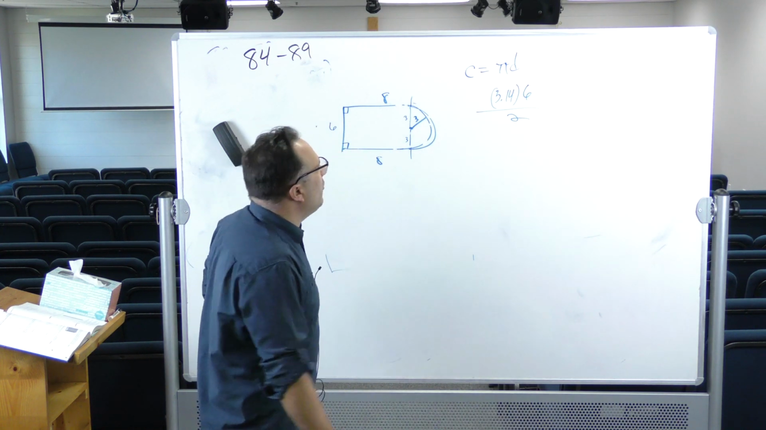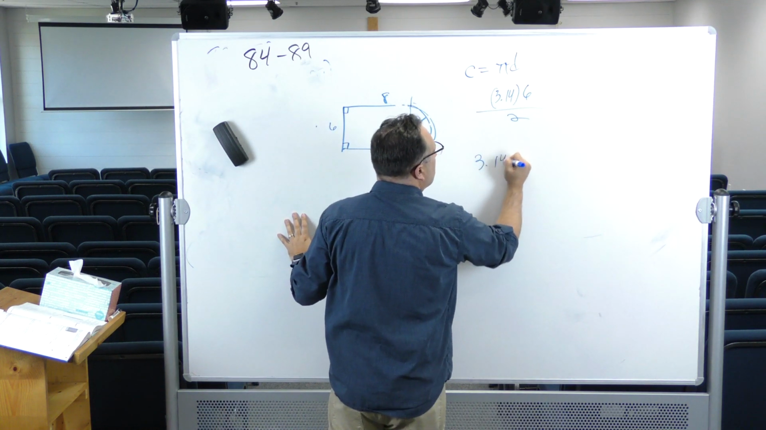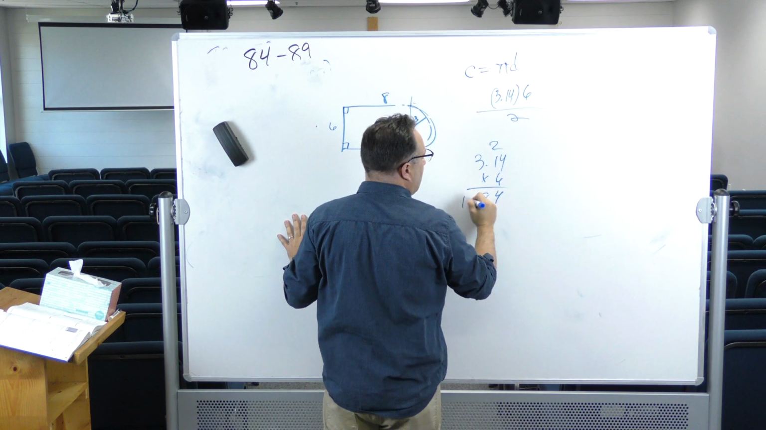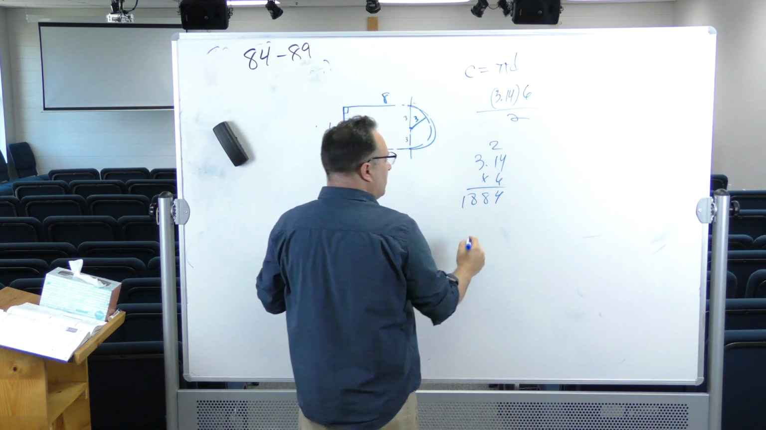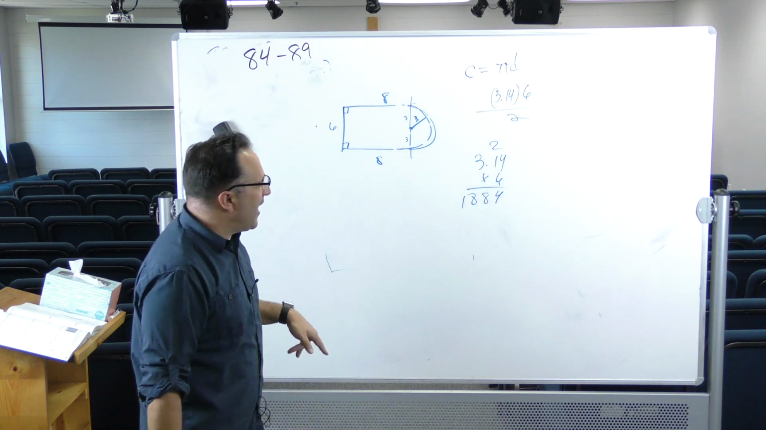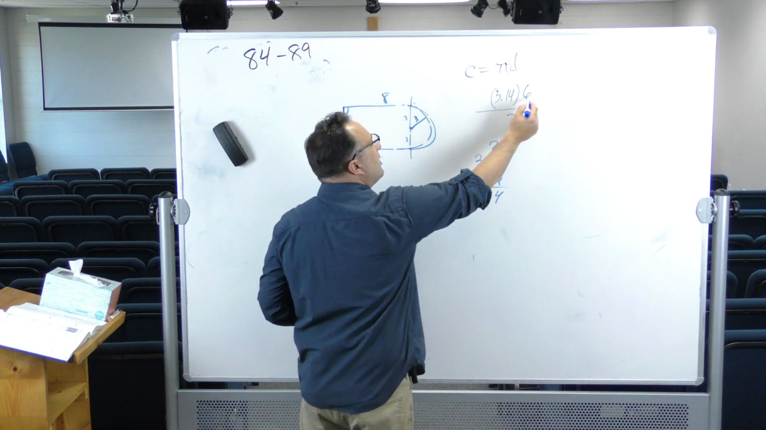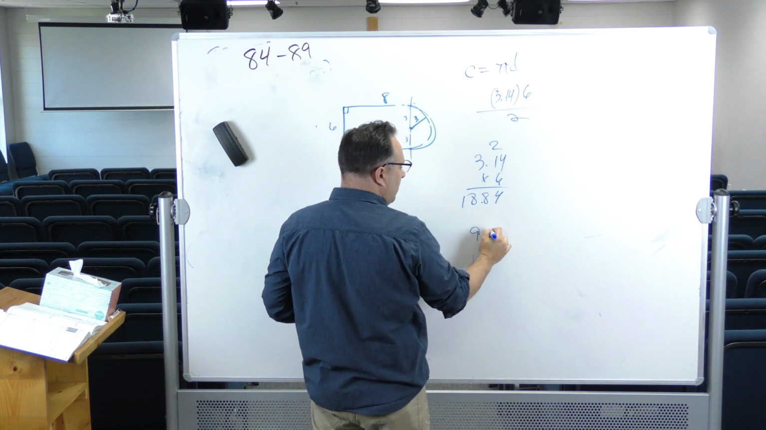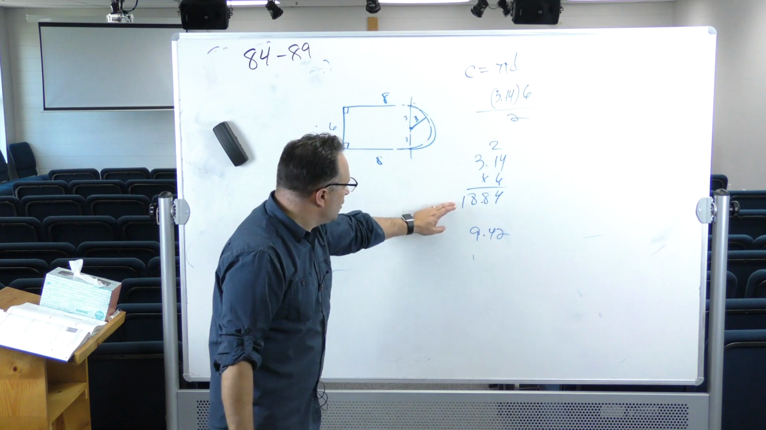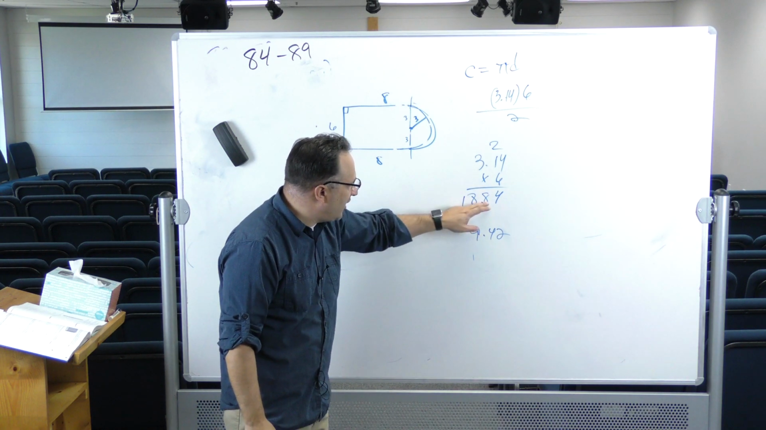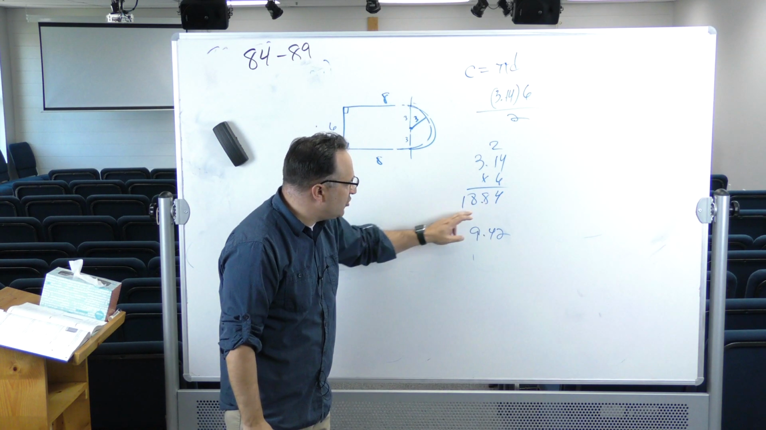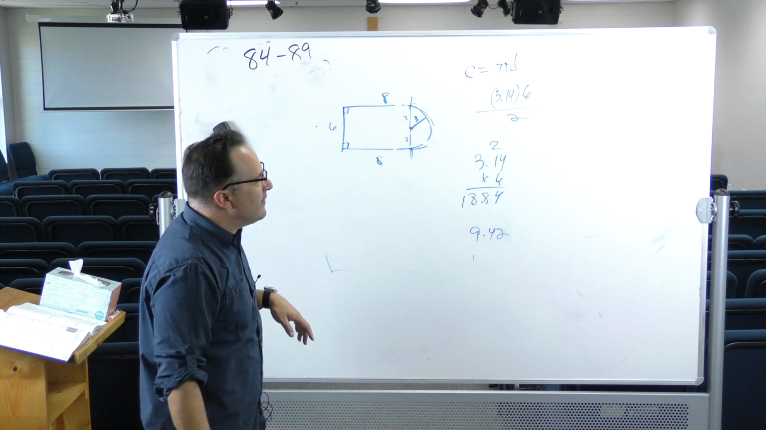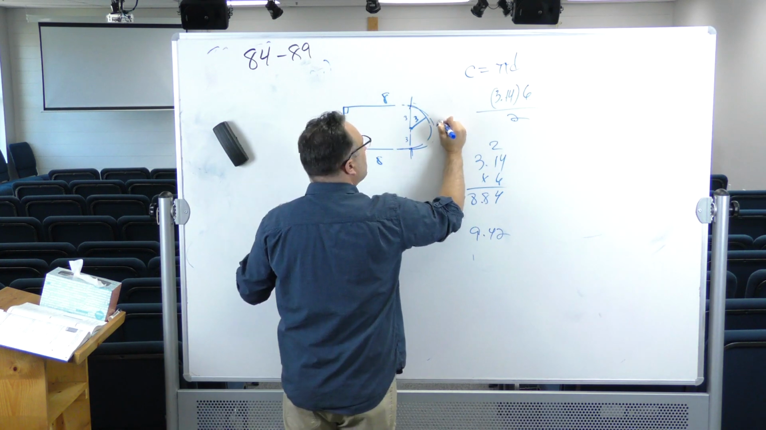So 3.14 times 6, let's do that. 18.84 divided by 2, because it's this times this divided by that. So that's going to be 9.42 if my math's correct. 2 goes into 18 9 times, 2 goes into 8 4 times, 2 goes into 4 2 times. So the measurement from here to here using circumference equals pi times diameter divided by 2 is 9.42.